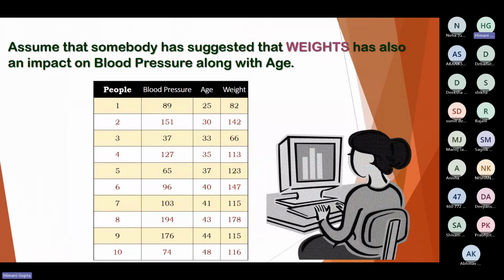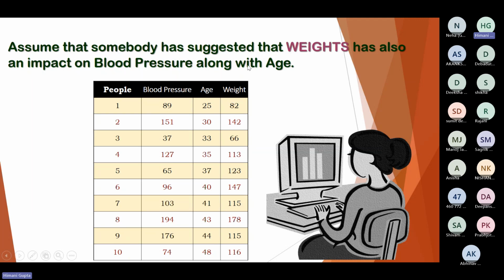But what we have learned right now with the diagram is that age and weight are also related to each other. As the age increases, weight also increases. So I can say that weight is also playing some role in explaining blood pressure, right? If your weight increases, it's obvious the blood pressure tends to increase. So weight is one of the factors which changes your blood pressure.